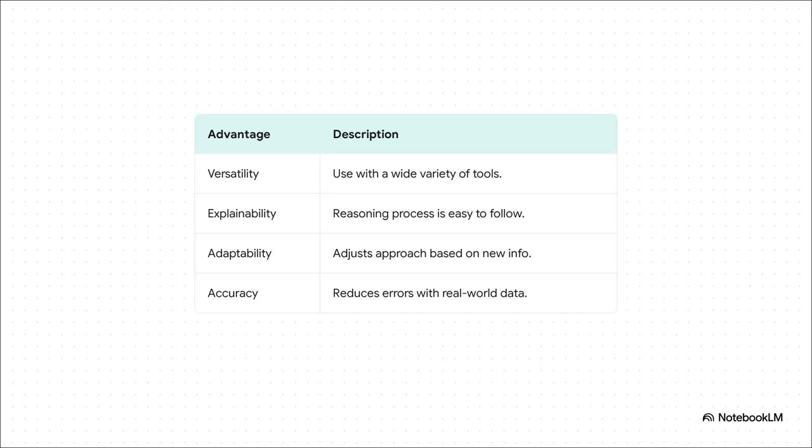The power of React is pretty clear. It makes the AI incredibly versatile. You can hook it up to all kinds of different tools and APIs. It's also way more explainable because you can literally read its chain of thought as it works. You see the plan. And because it's constantly adapting based on what it observes, its accuracy goes way up. It's combining that reasoning ability with real-world data.